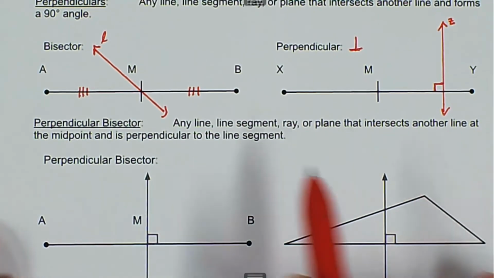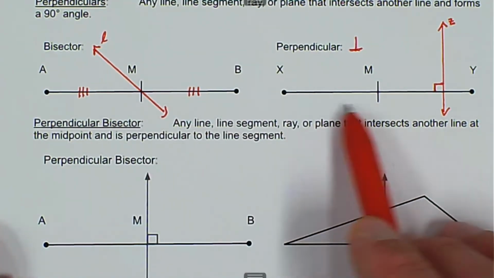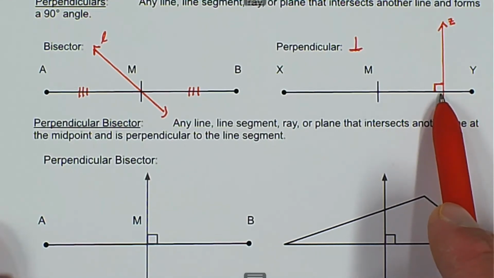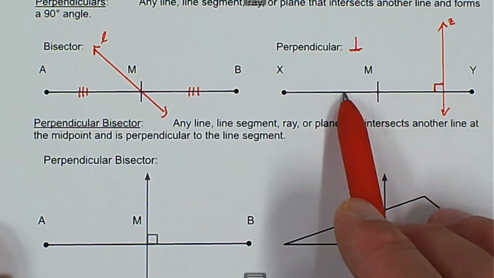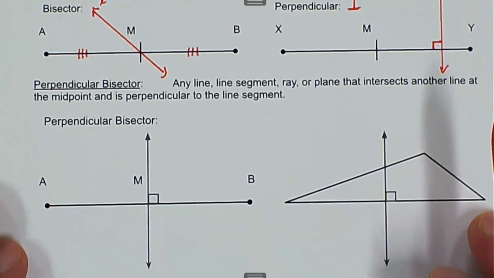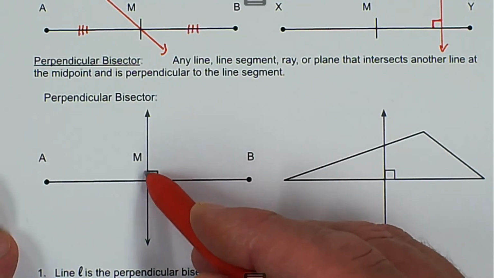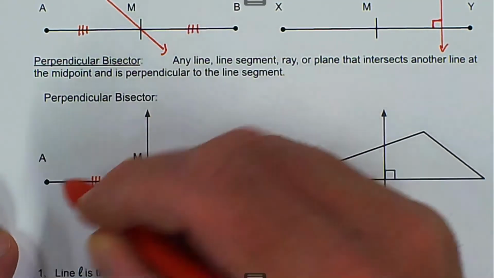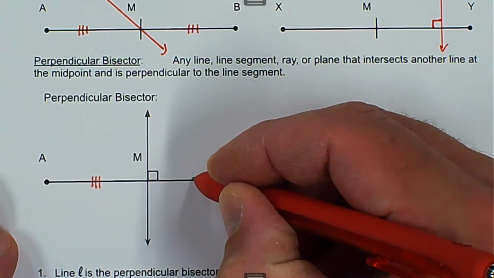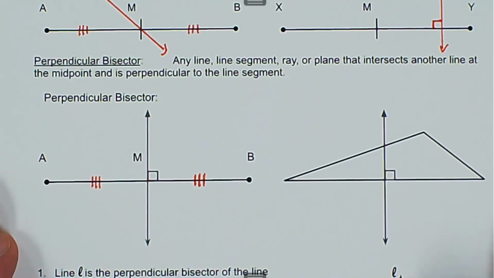Notice up here is the bisector, it cuts it in half. Over here is perpendicular, it intersects at 90 degrees, but this does not necessarily split the line in half. And over here we have the perpendicular bisector, which not only intersects at 90 degrees, but also shows that line segment AM is congruent to line segment MB.